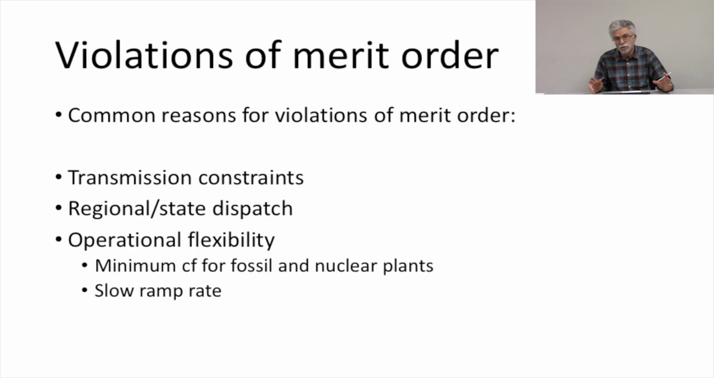We might have regional or state dispatch, with decisions about which power plants to run being made in different regions or different states. This state might be allocating in its merit order, and that state might be allocating in its own merit order, and we would end up having some high-cost power plants in one state run while lower-cost plants were available in the other. If they weren't joining their merit orders together, you could see out-of-merit order dispatch of power plants from two regions. Then there's operational flexibility.